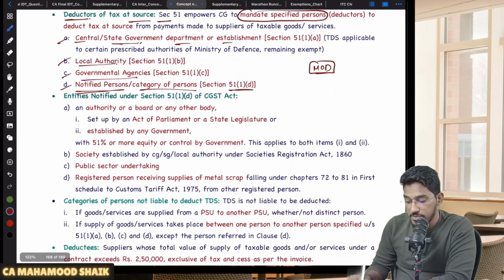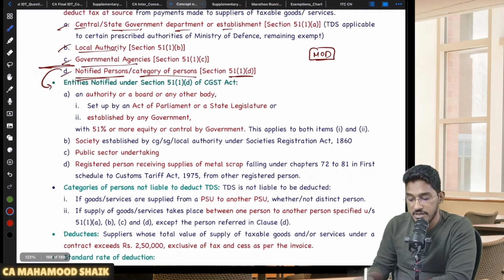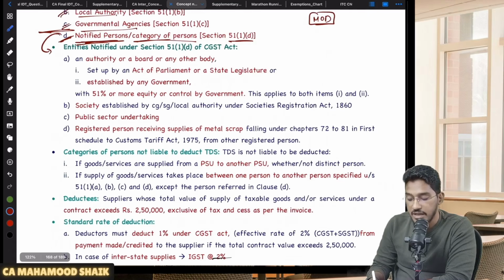Now under section 51 subsection 1 clause D, some extra persons are also notified. Initially the government listed establishment or department of central government or state government, local authority, and government agency. They reserved a clause so that in future, if they want to notify extra persons, they can. And in fact they have notified these extra persons. Who are those extra people on whom the obligation of deducting TDS has been put?